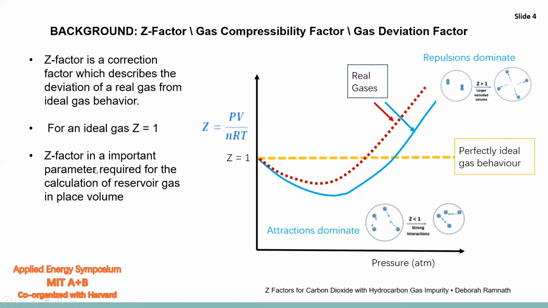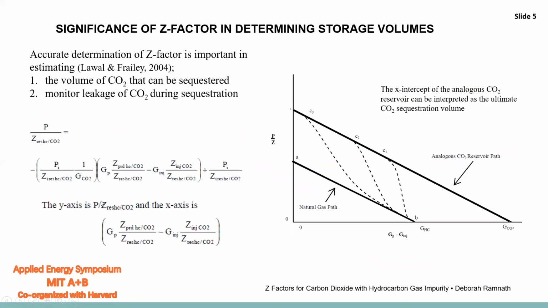Z factor is an important parameter required for calculation of reservoir gas in place volume. In the context of carbon storage, accurate determination of Z factor is important in estimating the volume of CO2 that can be sequestered, as well as to monitor leakage of CO2 sequestration within depleted gas reservoirs. This is done through an adaptation of the commonly used P over Z plot, which is traditionally used in the oil and gas industry. The figure to the right is an illustration of this concept.